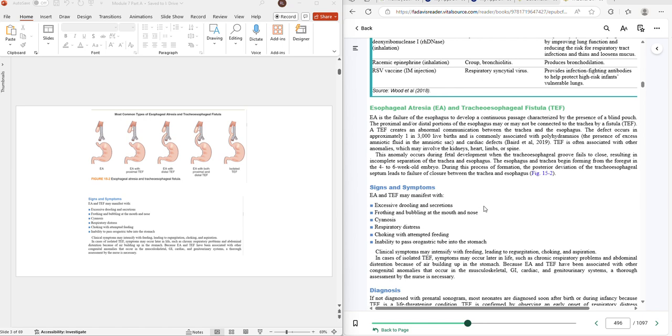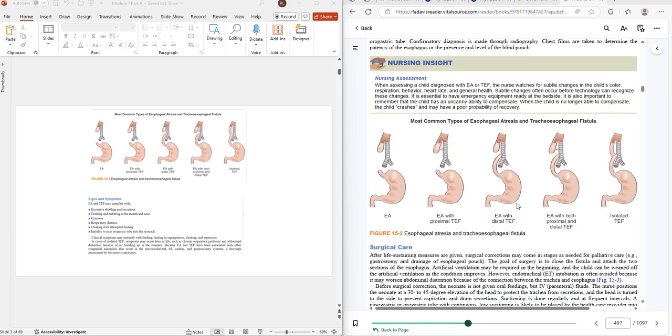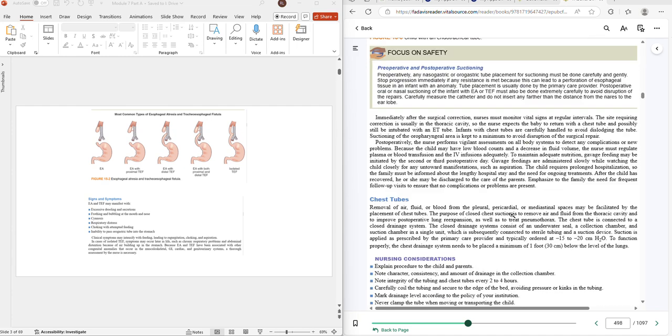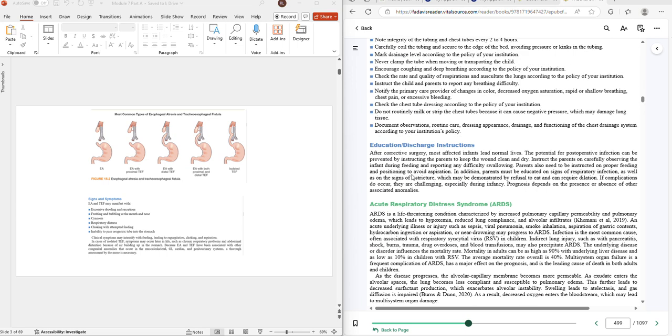The symptoms you would see is cyanosis, respiratory distress, so you may see the retractions and even grunting sounds made by the child, infant, bubbling, frothing at the mouth, inability to place an OG tube to the stomach, choking, so lots of different signs and symptoms there. And here's a larger picture of these in your book as well. This is a child with an ET tube, endotracheal tube.